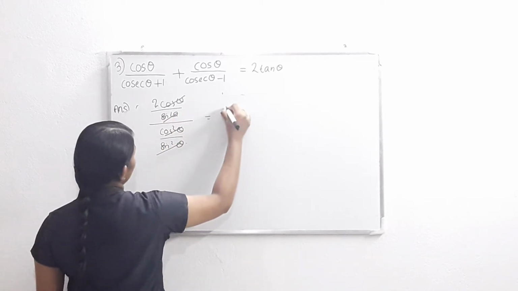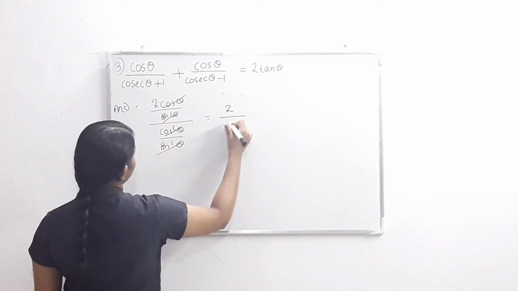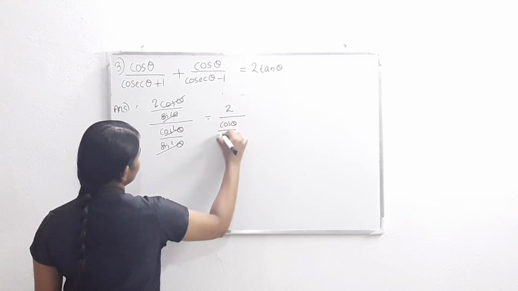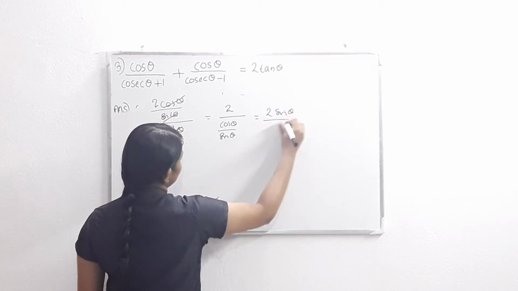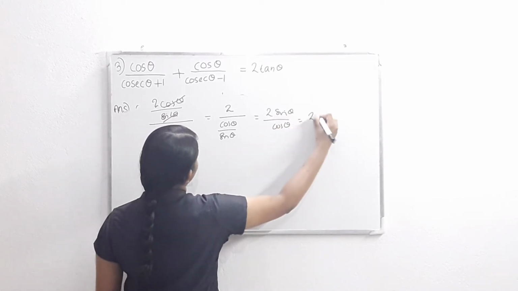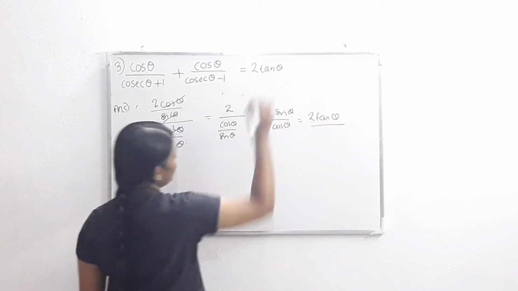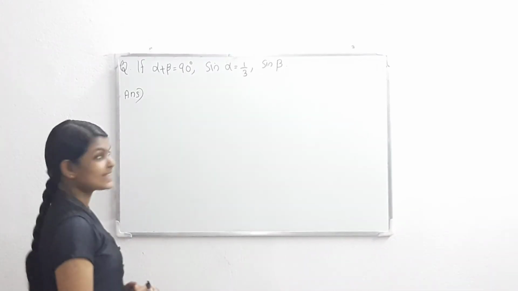So it will be equal to 2 divided by cos theta by sin theta. This is equal to 2 sin theta by cos theta. So it is equal to 2 tan theta. Thus we proved it. Now we can discuss the next question.